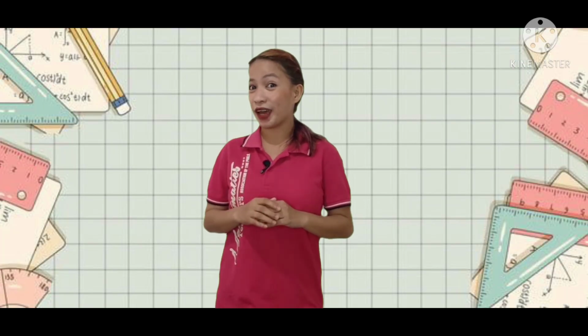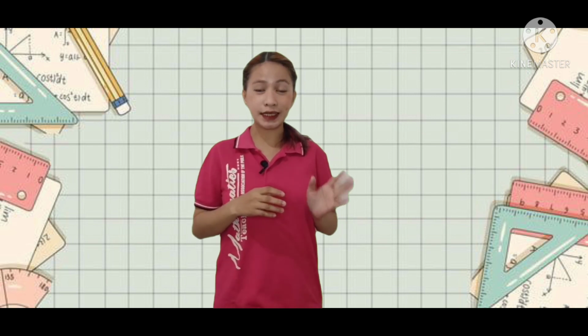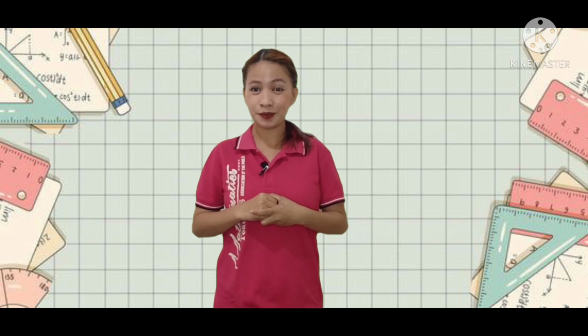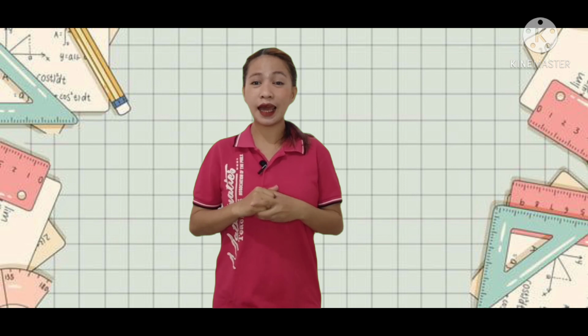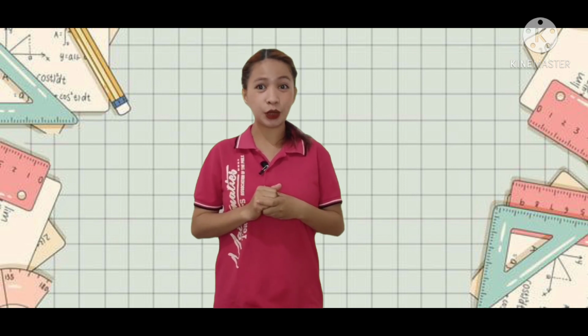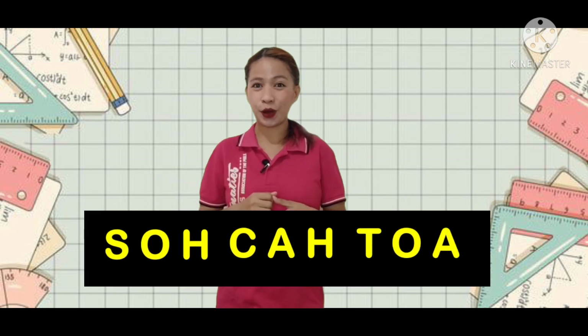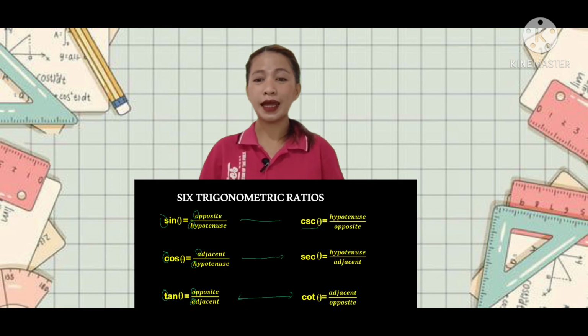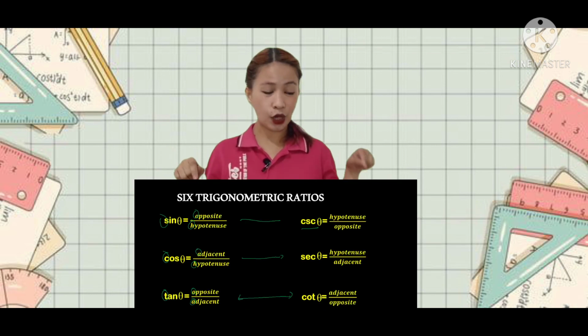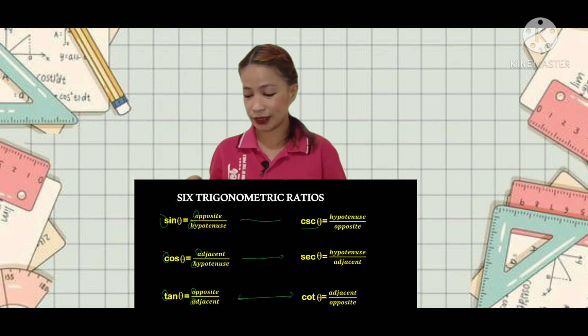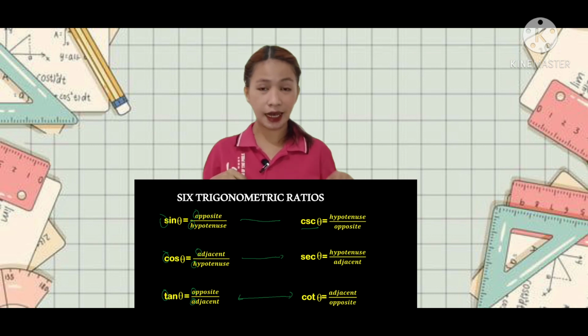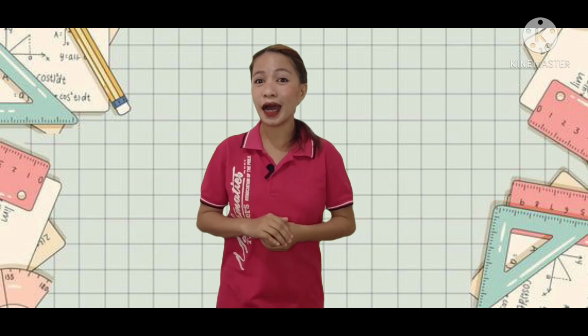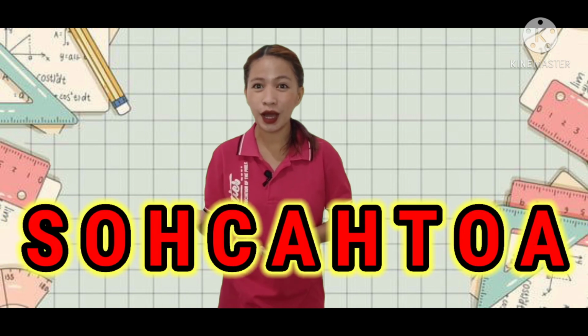Madali lang i-identify ang hypotenuse, opposite side at adjacent side, di ba? Madali din nating matandaan ang 6 trigonometric ratios sa tulong ng SOH CAH TOA. So, lagi nyo lang tatandaan ito: ang opposite ng sine ay cosecant, ang opposite ng cosine ay secant, ang opposite ng tangent ay cotangent. Again, huwag kakalimutan ang SOH CAH TOA.